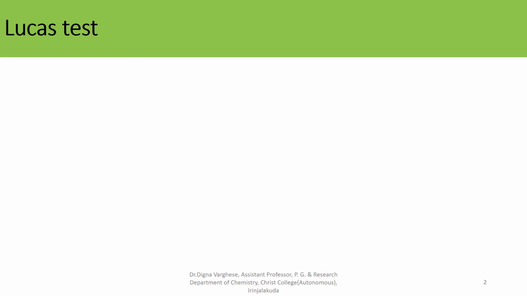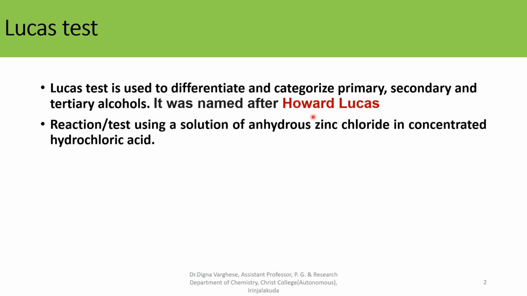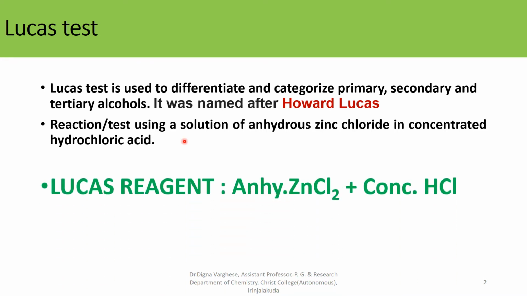Lucas test, which is used to differentiate and characterize the primary, secondary, and tertiary alcohols. It was named after the great scientist Howard Lucas. This is a reaction or test using a solution of anhydrous zinc chloride in concentrated hydrochloric acid. So this solution is known as Lucas reagent.